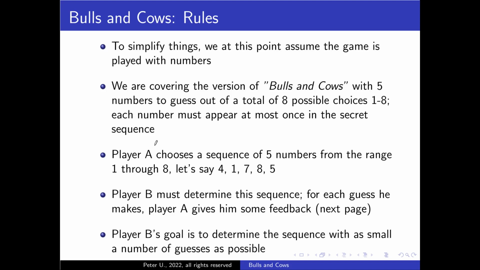So, how does the game work? Player A chooses a sequence of 5 numbers from the range 1 through 8. Let's say, for example, that he chooses 4, 1, 7, 8, 5. And then player B must determine the sequence, and for each guess he makes, player A gives him some feedback, which will be explained on the next page. Player B's goal, of course, is to determine the sequence player A has chosen with as small a number of guesses as possible.